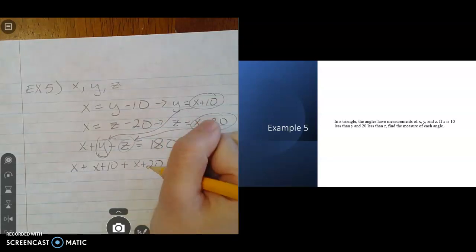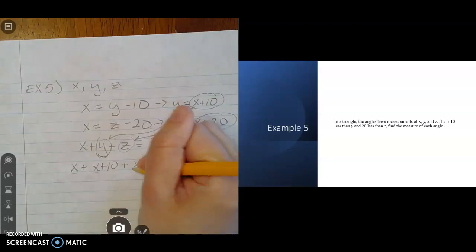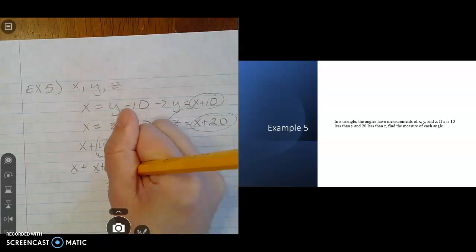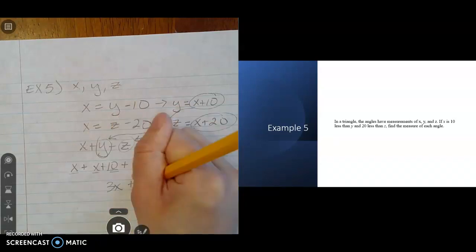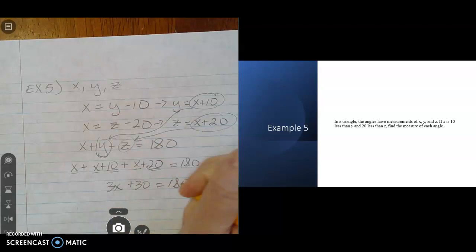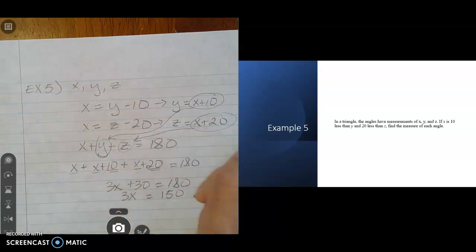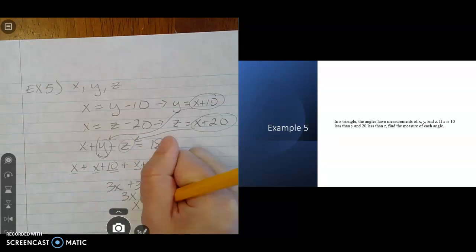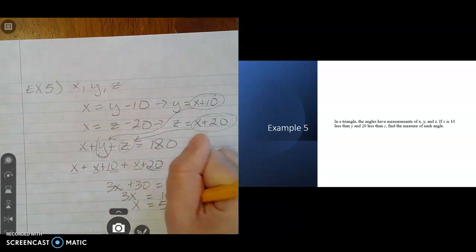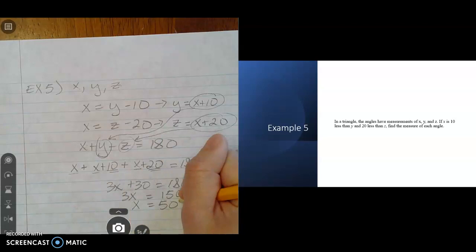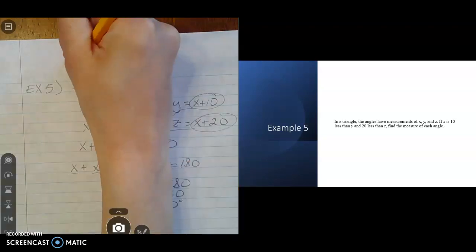I can clean this up a little bit by combining like terms. That'll be 3x, and 10 plus 20 is 30. I can subtract 30 from both sides, so then 3x equals 150, and divide both sides by 3, so then x is 50. So now I know that that x angle is 50 degrees.